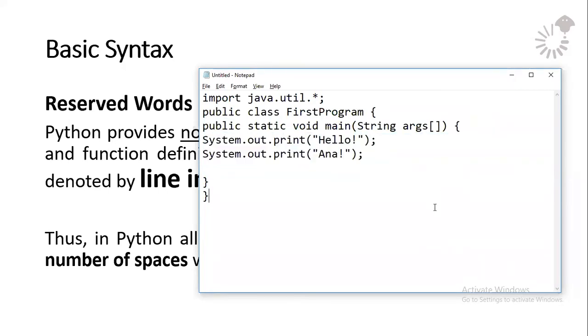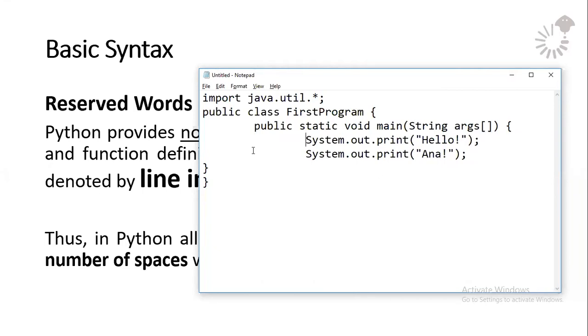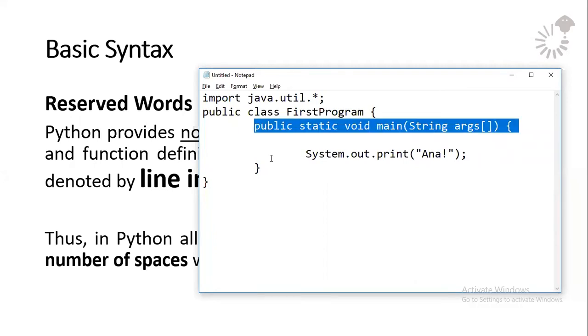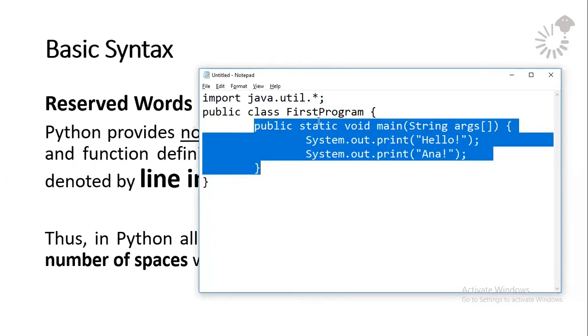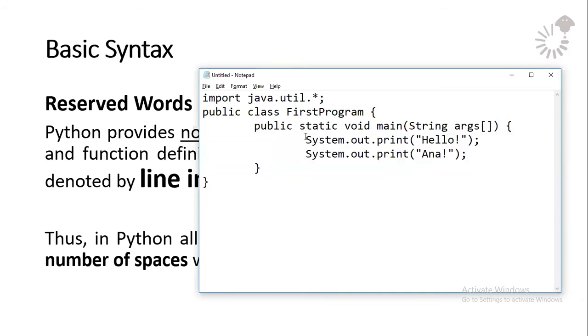Pag sinabing block of code, this is a collection or set of lines of code. And then, para mas readable siya, we also apply tab. So, mas maliwanag na. Mas maliwanag kapag nakatab siya. This is within the class. This is within the main function. Okay?